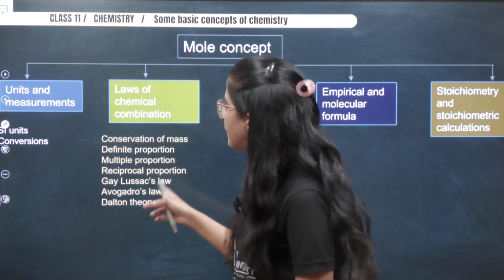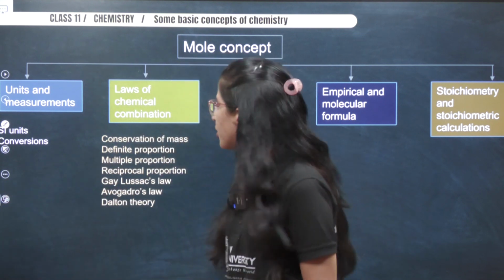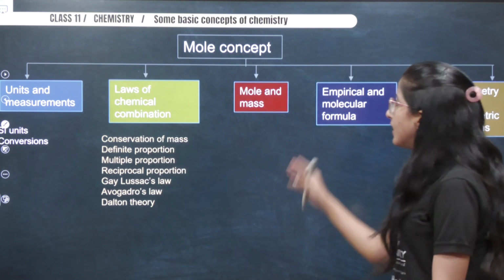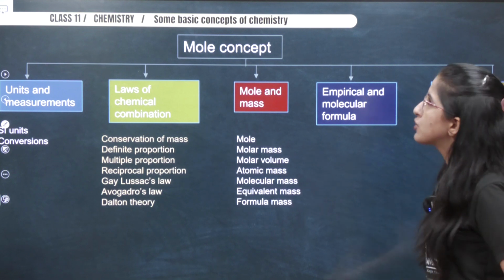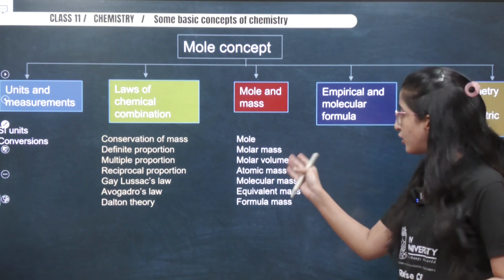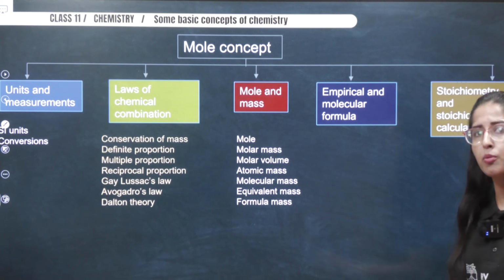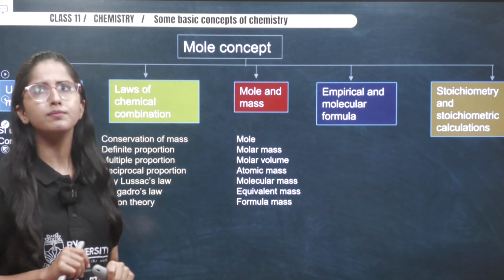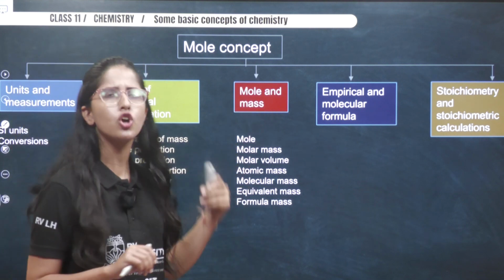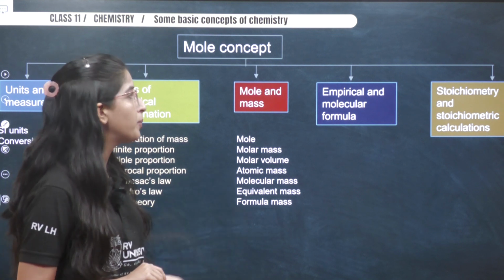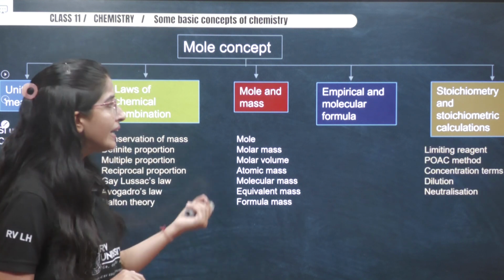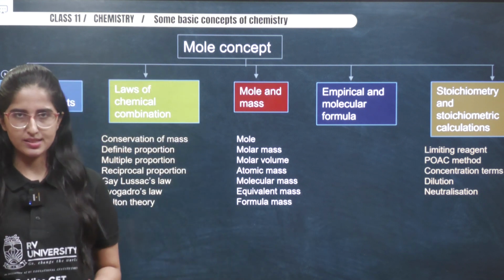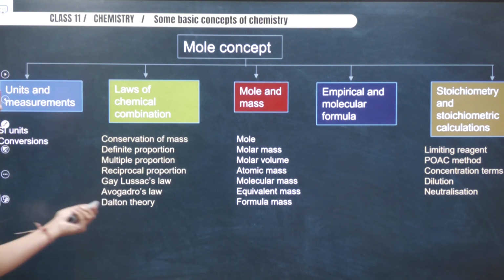In case of units and measurement, you will be studying about SI units and its conversions. Laws of chemical combinations, there are a number of laws which you will be studying one by one. And next is your mole and mass concept, in which you will be defining what is mole and different kinds of masses. Empirical and molecular formula is very important for your problem based questions. You can expect problem based questions on this topic. Next is stoichiometry and stoichiometric calculation, where you will be studying limiting reagent, POAC method, concentration terms, dilution and neutralization. So let us start today's session without any further wait.